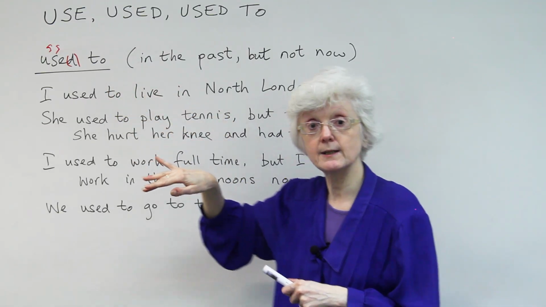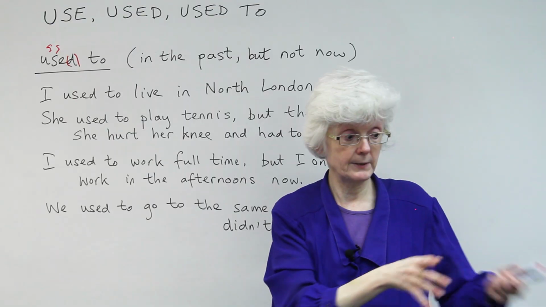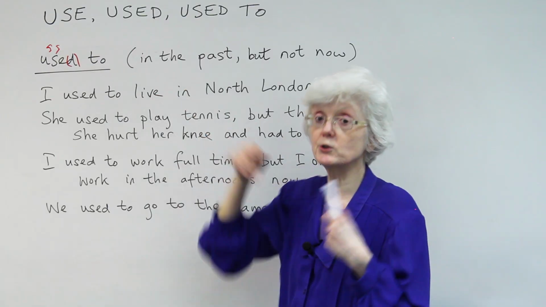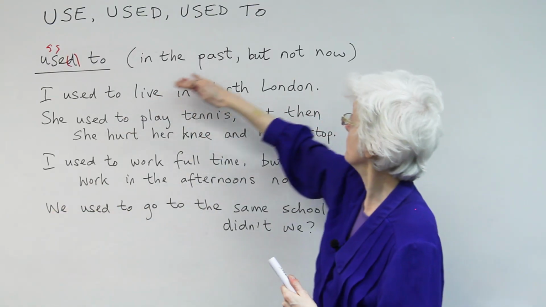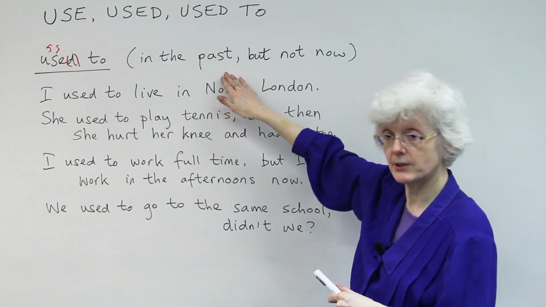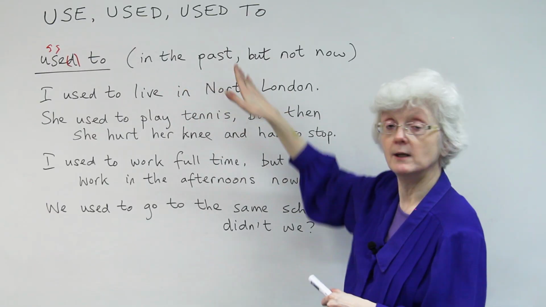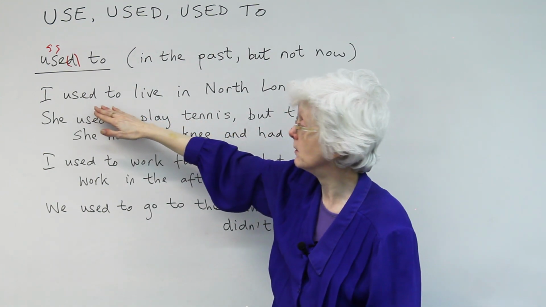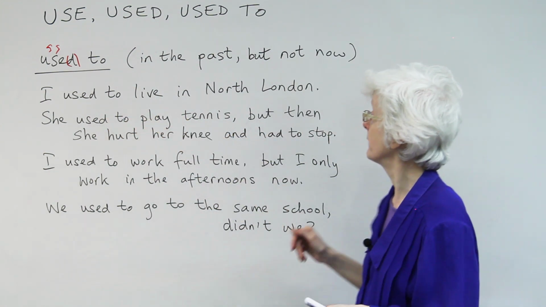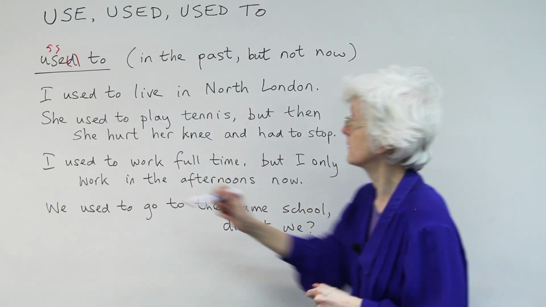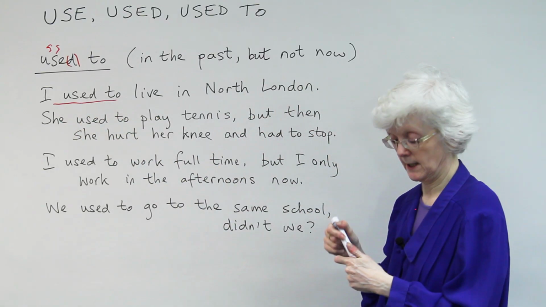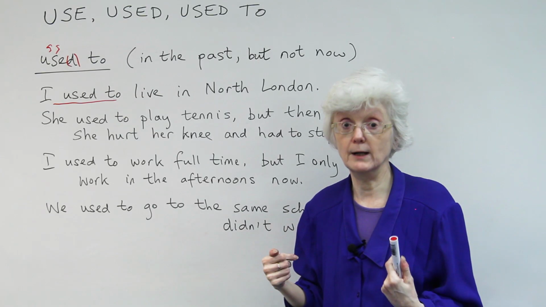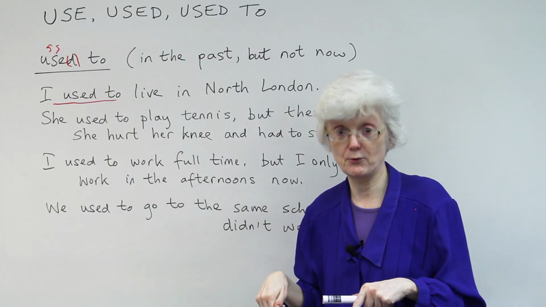So this is something, the meaning of this, it's quite different from the other, to get used to, be used to. When you say I used to do something, it's something in the past, something you did in the past, but you don't do it now. Okay, so for example, I used to live in North London. Okay, I used to. At one time, I lived in North London, but not now. Now I live in South London.